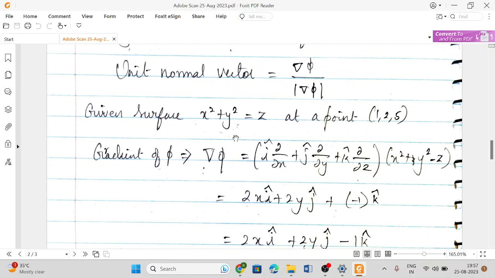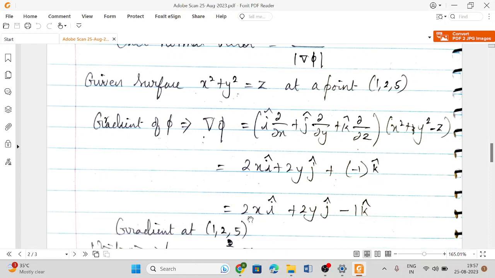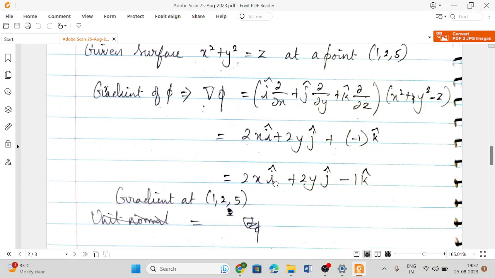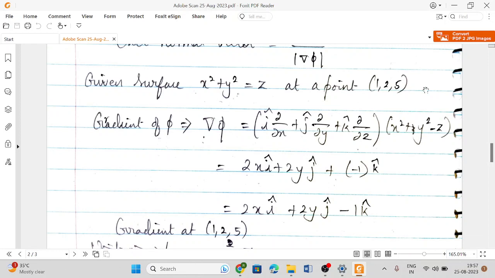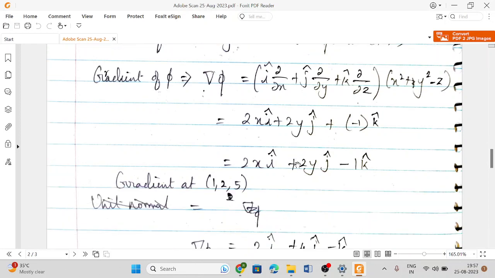Phi is nothing but the surface, and this is a scalar. So del is i dou by dou x plus j dou by dou y plus k dou by dou z. Here we have x square plus y square minus z. Once I differentiate with respect to x, y, and z, I will get 2x, 2y, and instead of minus z, minus 1. And we have to find the gradient at the point 1, 2, 5 in order to find the normal, right?